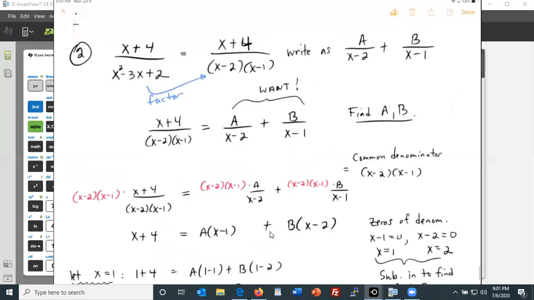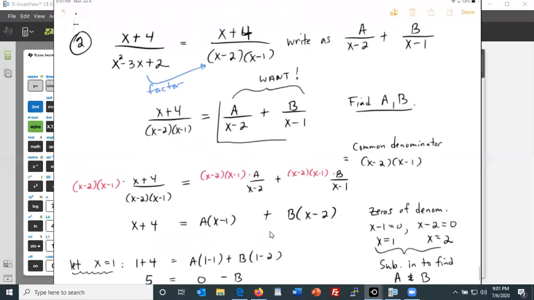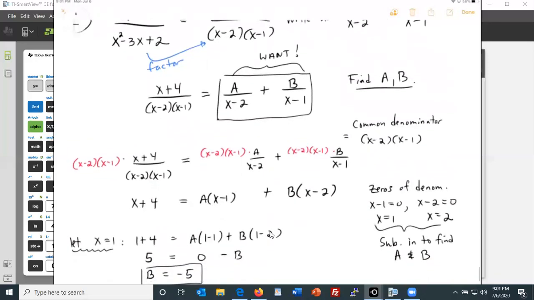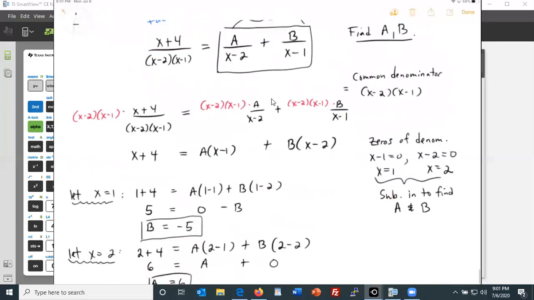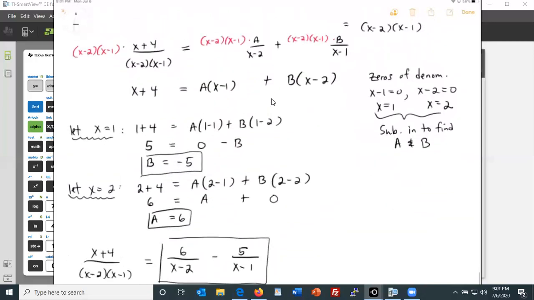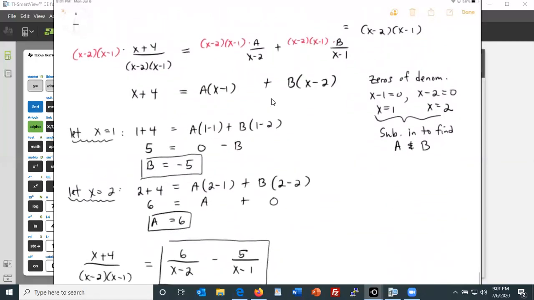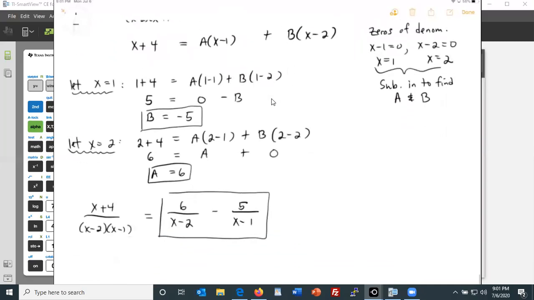Okay, so remember the goal up here was to figure out the values for what I want here. So I have my A was 6, so I get 6 over x minus 2. And the B is negative, which makes this a subtraction instead of a sum. Okay. So that would be my partial fraction decomposition.